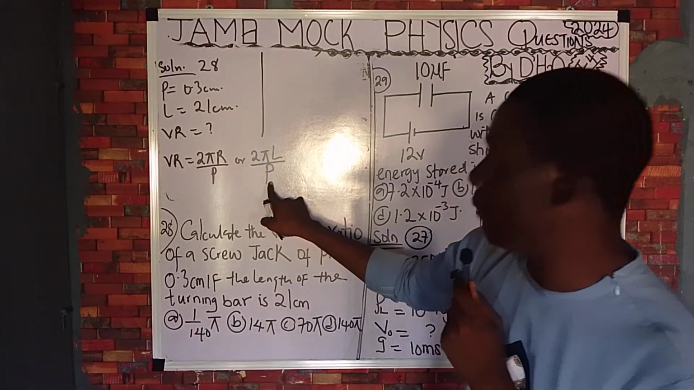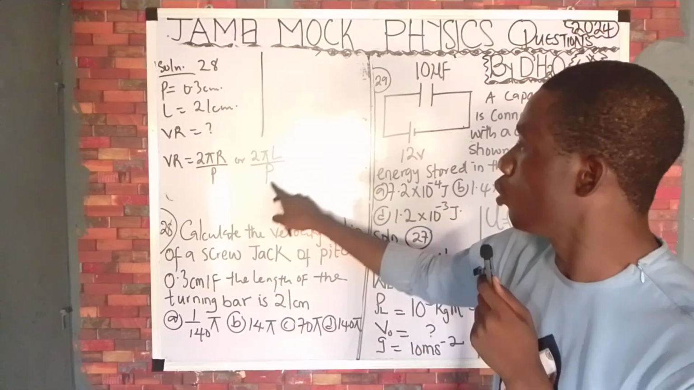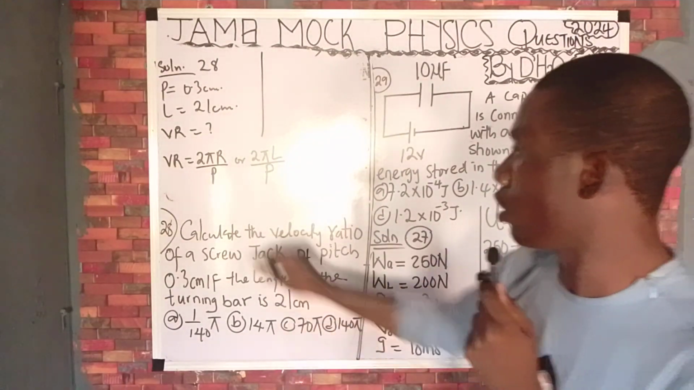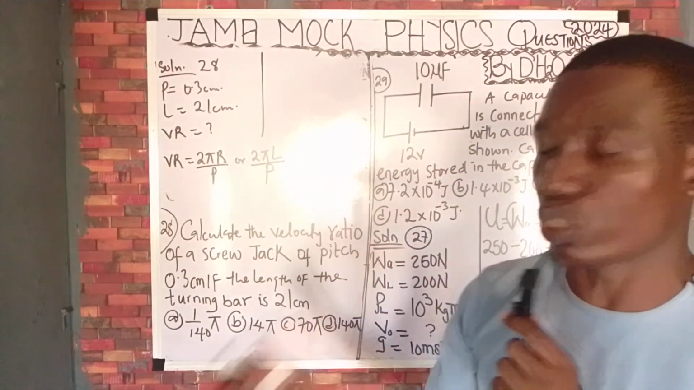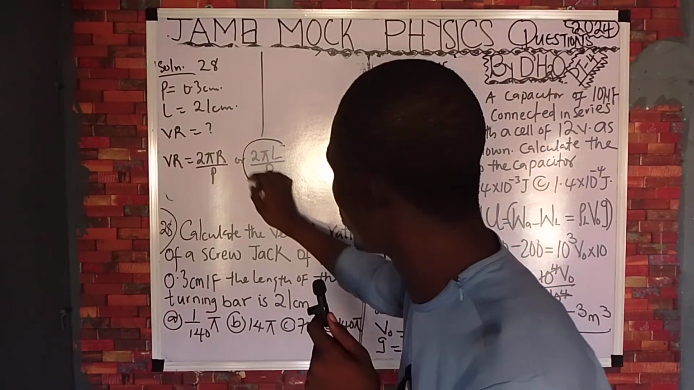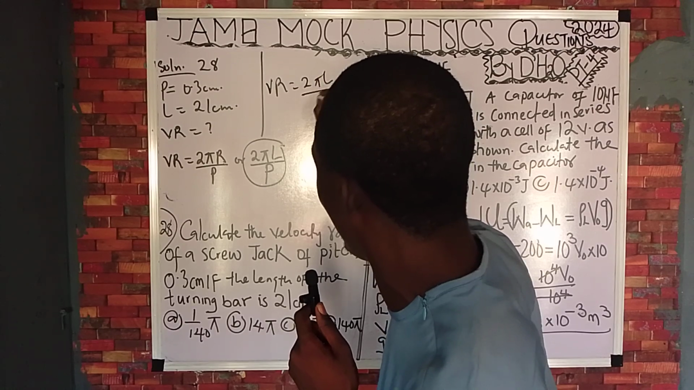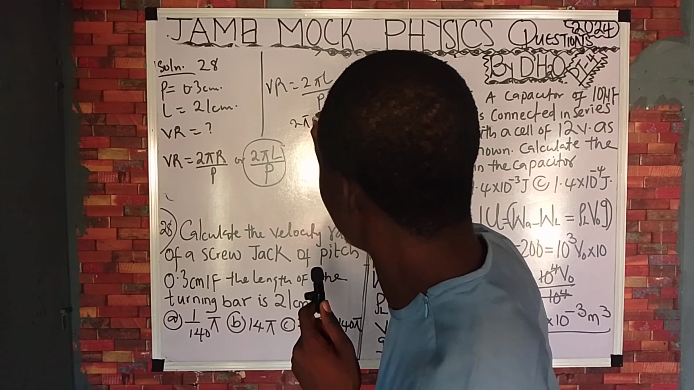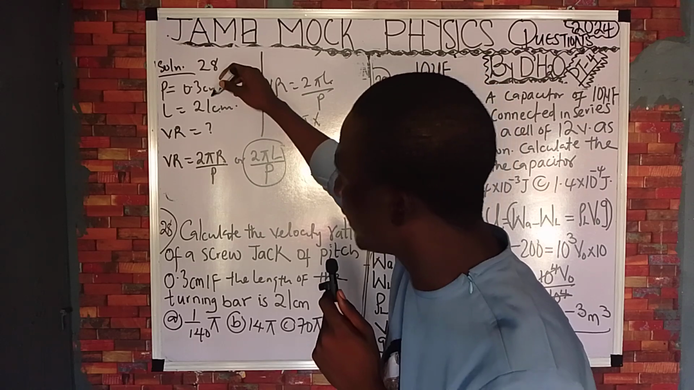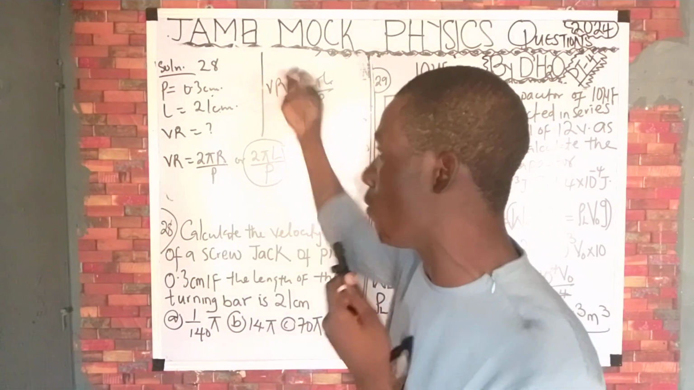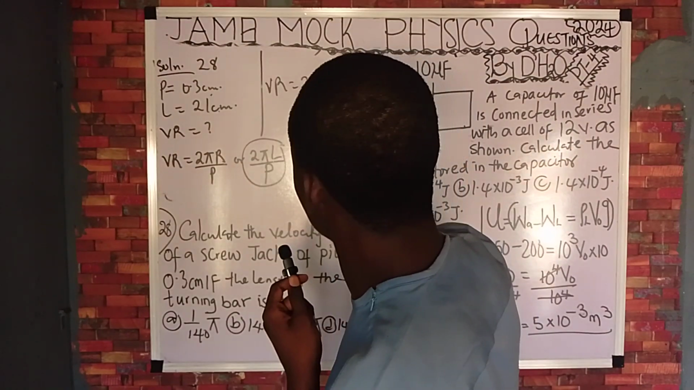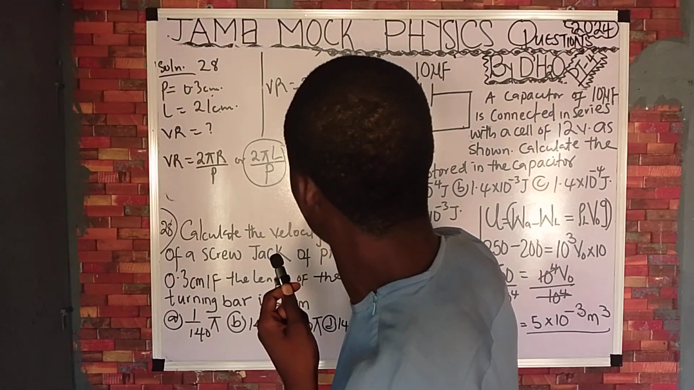We use this one because they gave us the length. So we are going to use this one to solve the question. Not this. This one is when they give you the radius of the tommy bar. So this is what they gave us. We are going to say velocity ratio is equals to 2 pi L over what? Pitch. So you have 2 pi times the length. Remember, these are in the same unit, so there's no need converting. So we have 21 over 0.3.